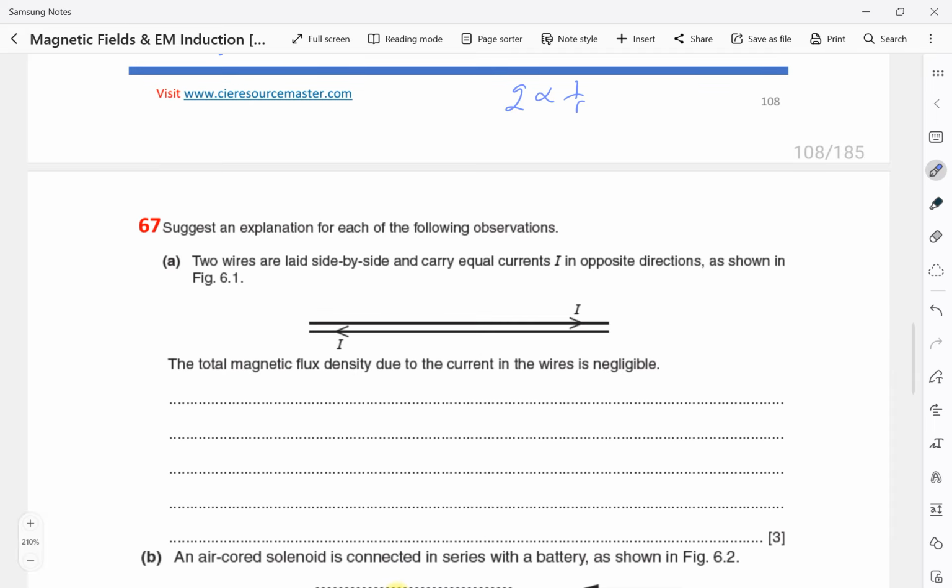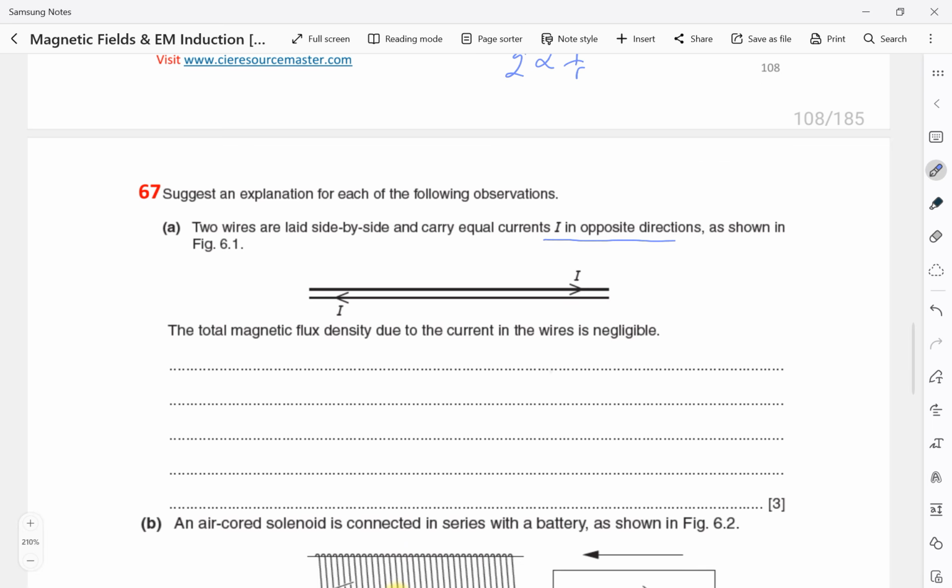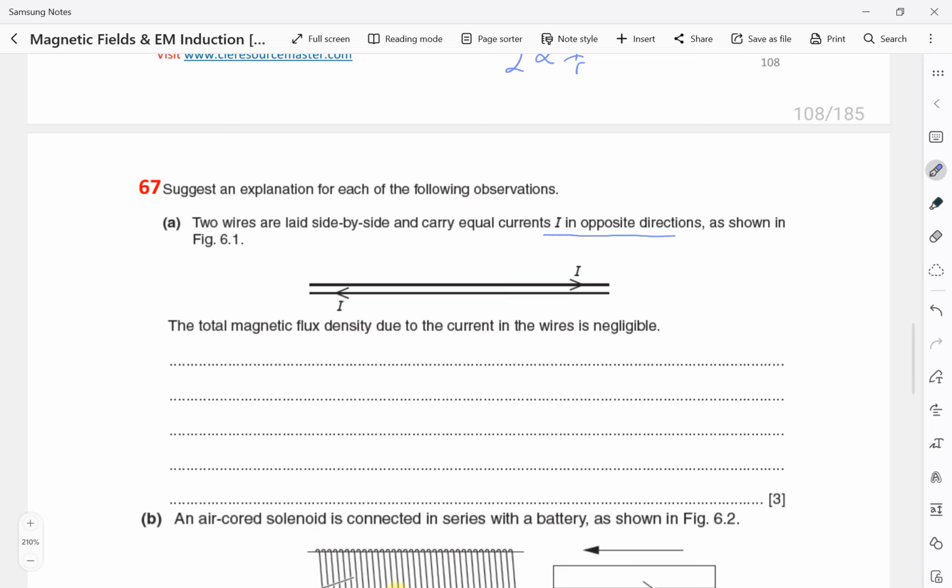Suggest an explanation for each of the following observations. Two wires are laid side by side and carry equal currents I in opposite directions. When wires are close to each other, the magnetic field around one wire is in the region of the second wire, so each wire sits in the magnetic field of the other. Because the currents are in opposite directions, using Fleming's left-hand rule, the current of each wire is perpendicular to the magnetic field due to the current in the other wire. By Fleming's left-hand rule, each wire experiences a force due to the other wire.